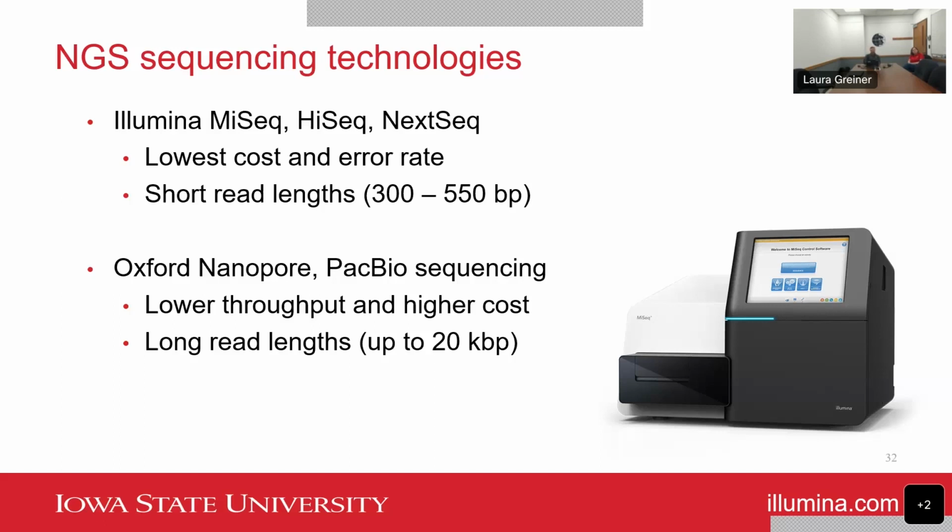But if we need to use an approach that requires more long read sequencing, up to around 20 kilobase pairs, we're going to have to use different equipment. So an Oxford Nanopore or a PacBio sequencer. Those are lower throughput and higher cost technologies, but allow more long read sequencing.